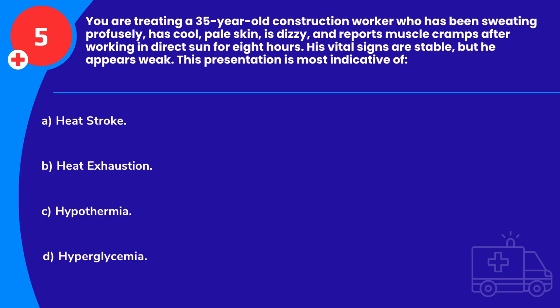Question 5. You are treating a 35-year-old construction worker who has been sweating profusely, has cool, pale skin, is dizzy, and reports muscle cramps after working in direct sun for 8 hours. His vital signs are stable, but he appears weak. This presentation is most indicative of A. heat stroke, B. heat exhaustion, C. hypothermia, D. hyperglycemia.